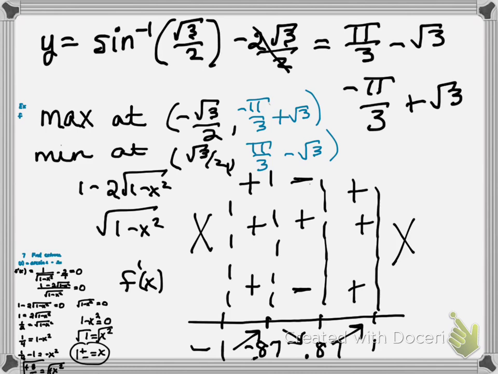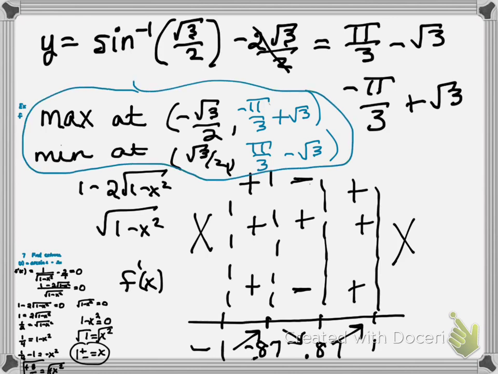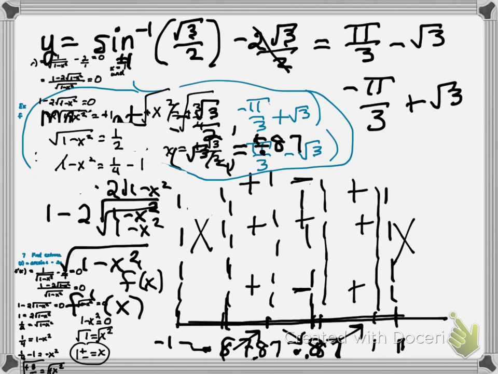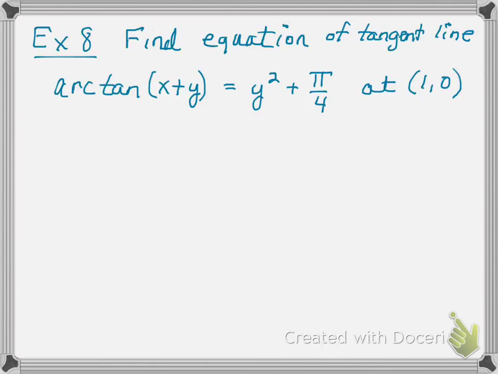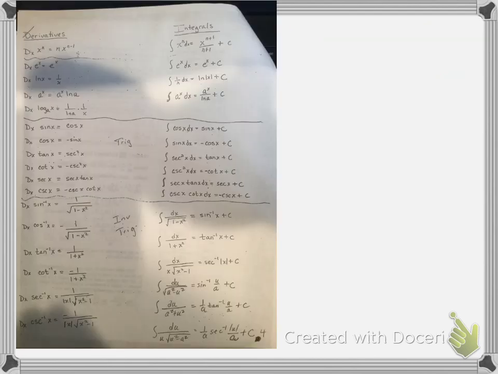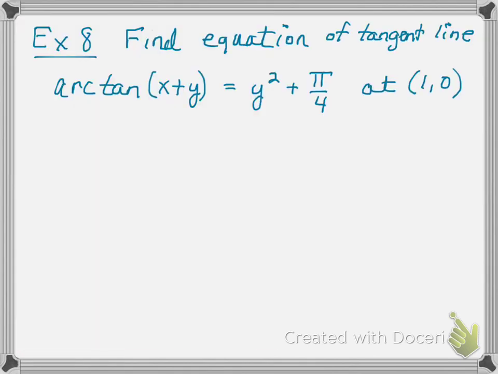And so there, that is your final answer. Kind of an ugly problem. All right, moving on to example 8. Example 8 is our last example, and we have to find the equation of the tangent line using implicit differentiation. Okay?